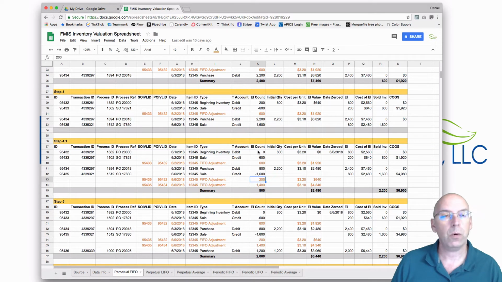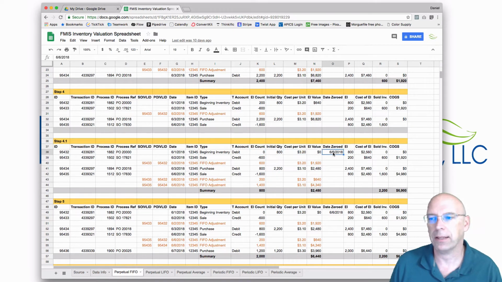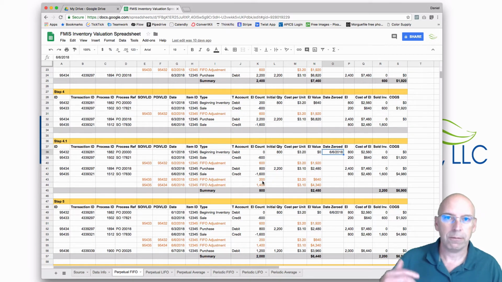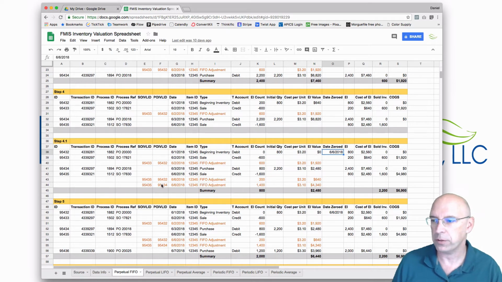That's going to zero out our ending inventory count. Whatever we had as a beginning inventory, it doesn't exist anymore, not at that price. So we have zeroed that out. We put a flag there, a date flag. Now we still have 1,400 units to fulfill, and so we do that at the next available purchase. That happens to be here.